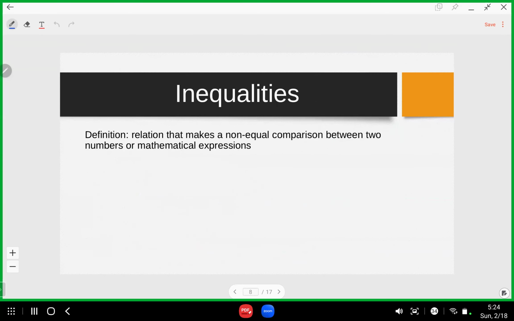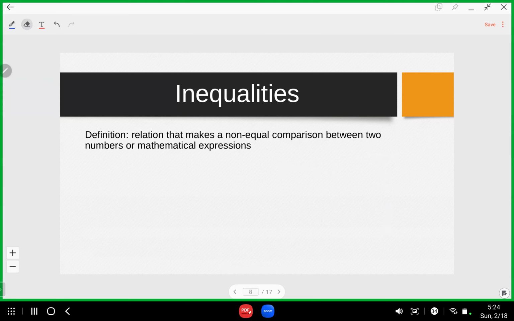So now let's go on to inequalities. Basically, you know what an inequality is, right? A relation that makes an unequal comparison between two numbers or mathematical expressions. Pretty straightforward. I'm pretty sure you've all seen an inequality somewhere. Example, 5 is greater than 4, right? You know the symbols: greater than, greater than or equal to, less than or equal to, something like that. Okay.